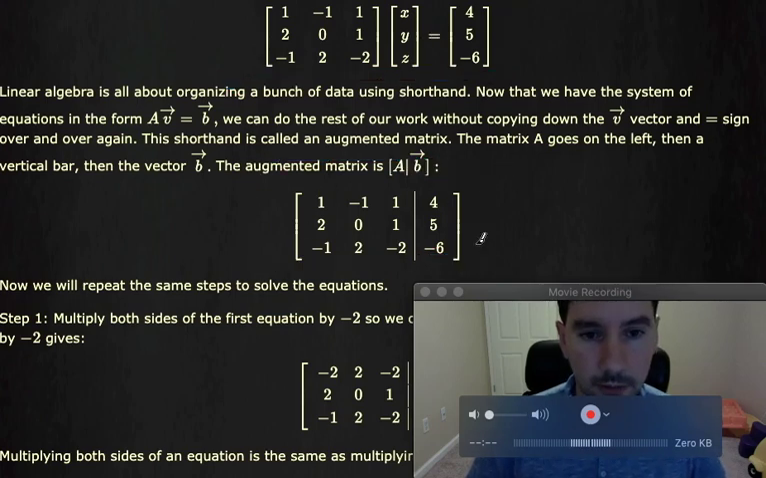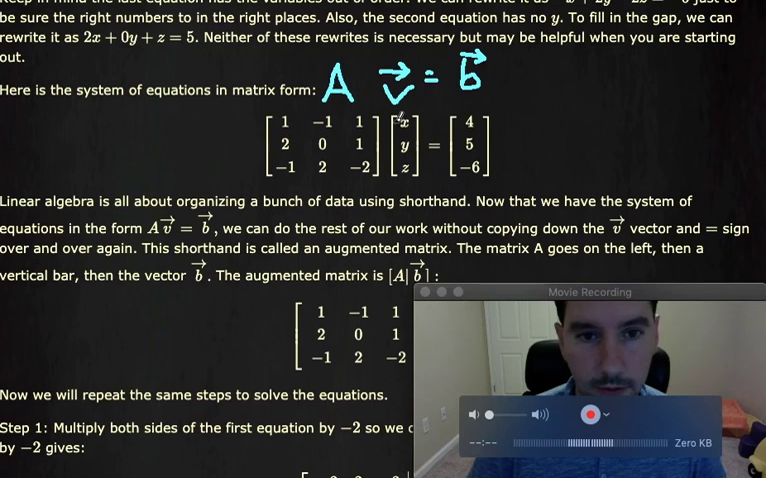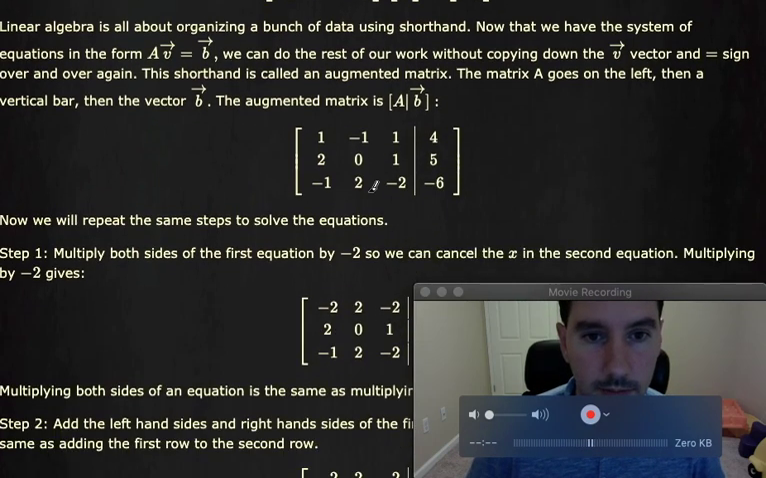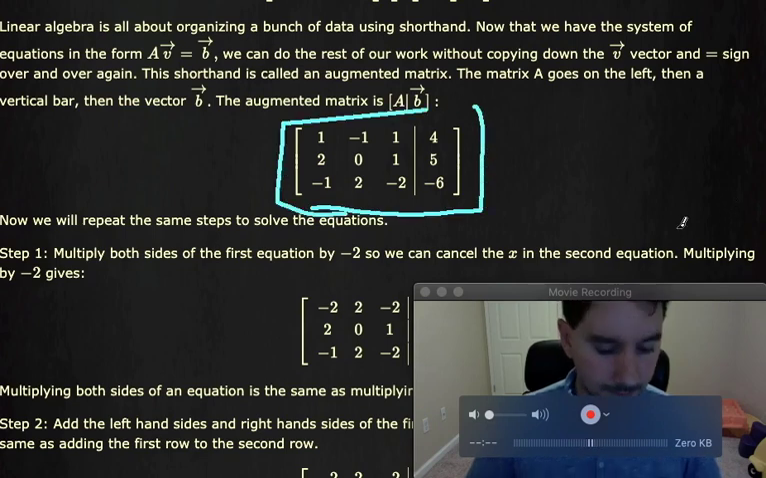And for now, we don't really care what order we started with the variables. At the end, we will have to pay attention. If you started with a y and then an x and then a z, you would have to remember that at the end. But while we're doing this work, we don't need to pay attention to that. So here's all the numbers, and here's what we're trying to solve.